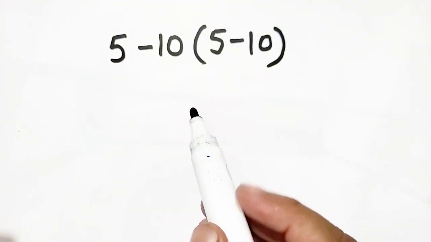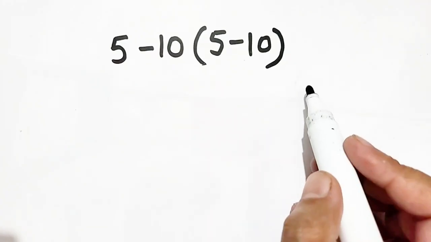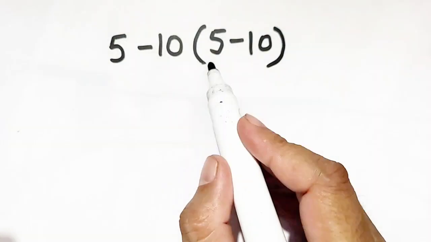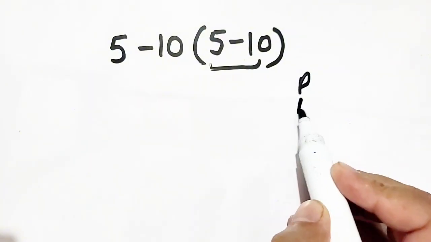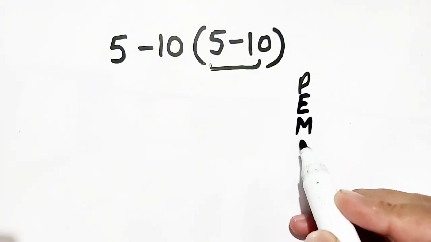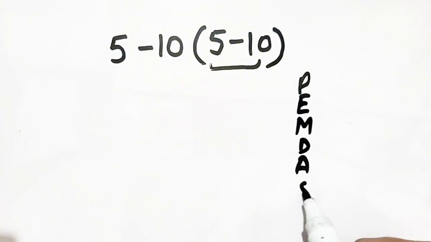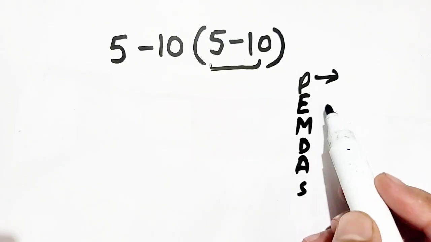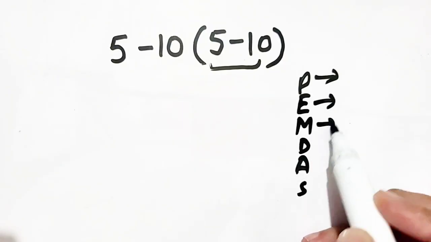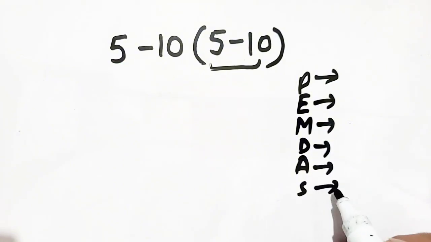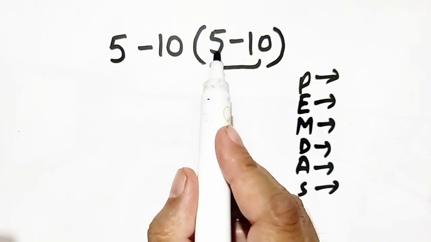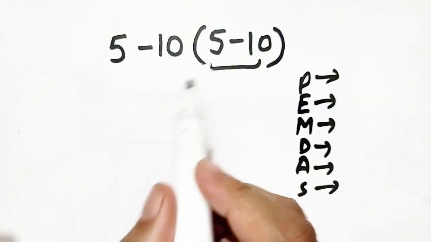Now we follow the order of operations. First of all, we will solve parentheses according to the PEMDAS rule. Parentheses will be solved first, then exponent, then multiplication, then division, then addition, then subtraction. So 5 minus 10 will be solved first.